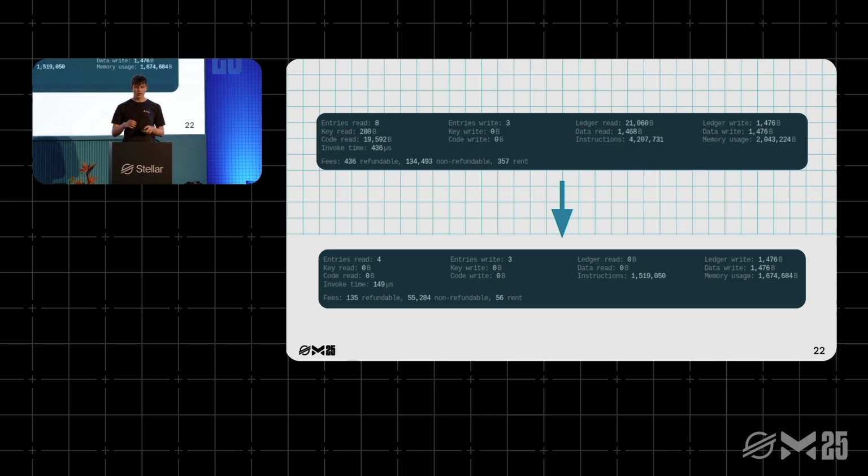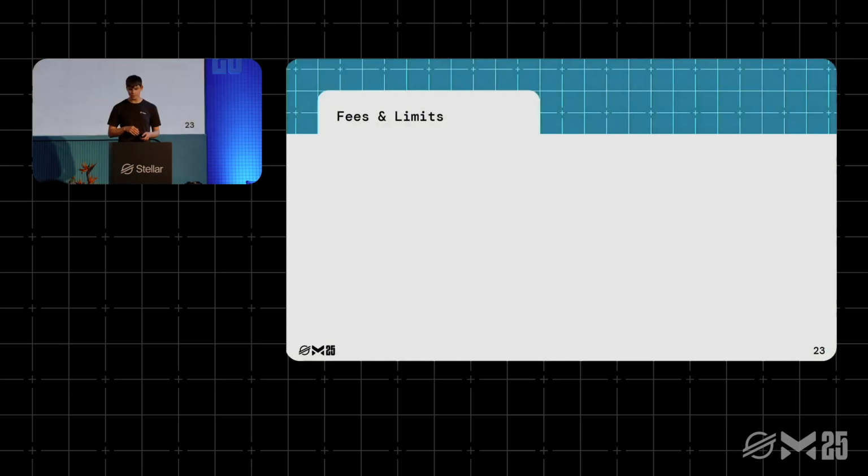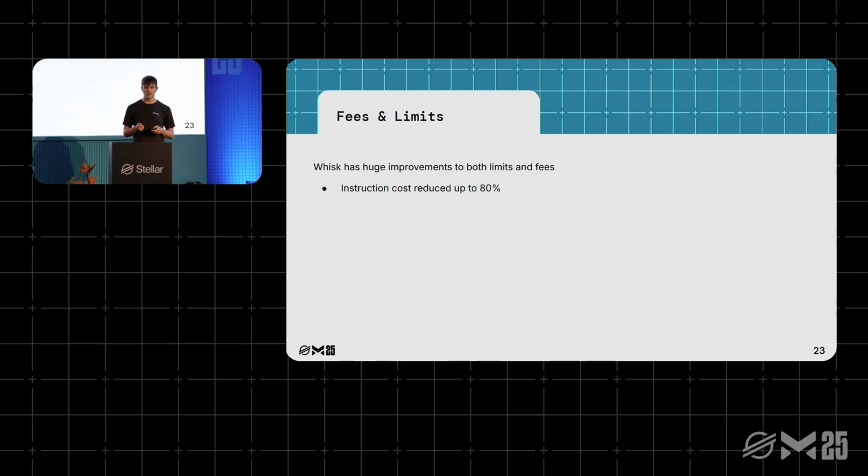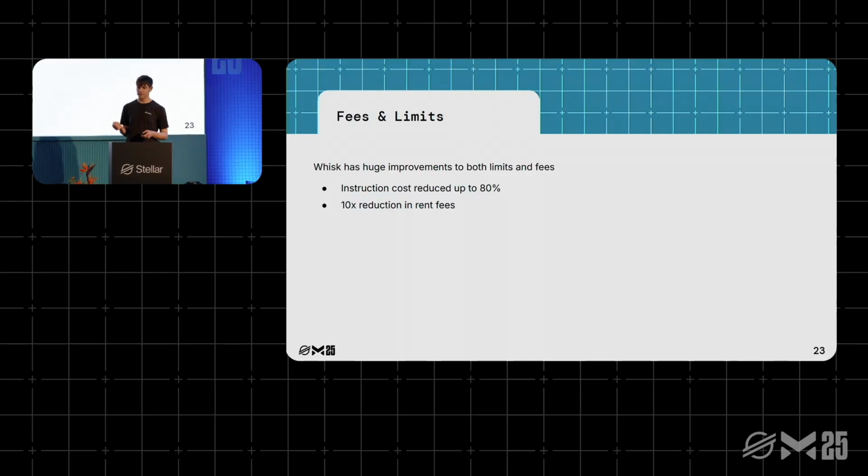You'll see that across the board, everything got cheaper. The amount of disk reads went down, the amount of non-refundable fees went down, rent went down, instruction costs went down, memory went down. Every single thing you can measure got faster and cheaper. And so to be specific, Whisk is a massive improvement both in fees and limits. Instruction cost of every transaction reduced by up to 80% because we removed that expensive setup step via module caching. We have a 10x reduction in rent fees because of the in-memory state optimization.